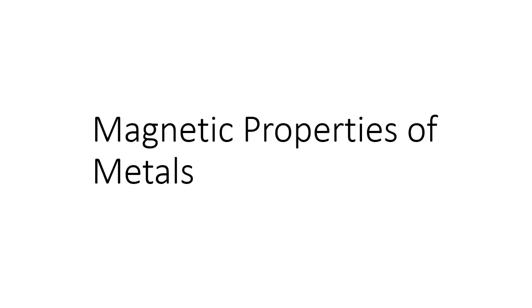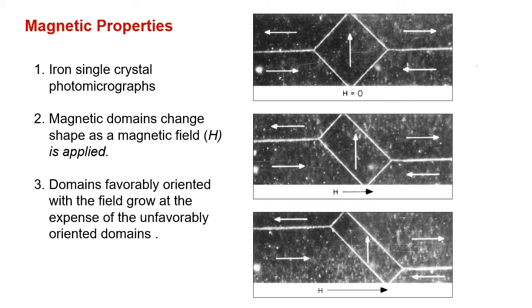Magnetic properties of metals. What really happens when we apply the magnetic field to the metal? We take iron as an example. This figure shows the photomicrograph of a single crystal of iron. We can see there are a few magnetic domains in the iron, but with different dipole moment directions at H equal to 0, or no magnetic field.